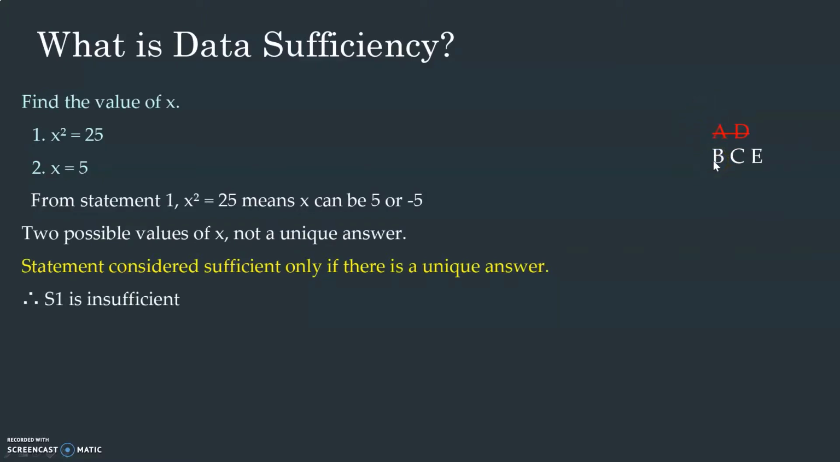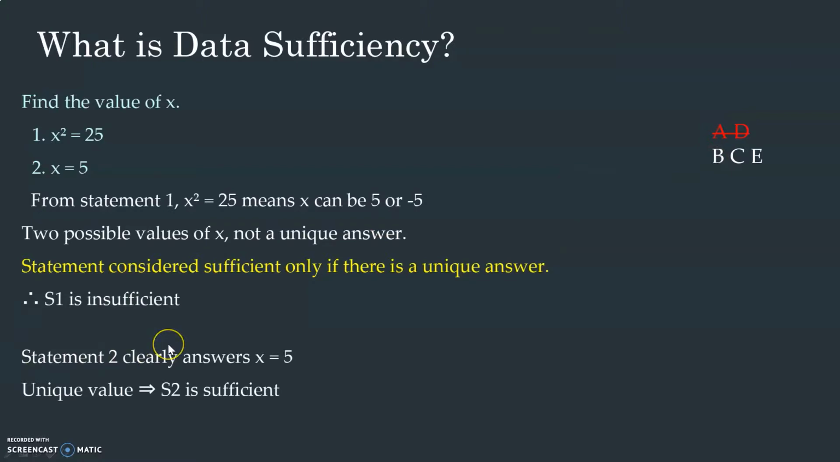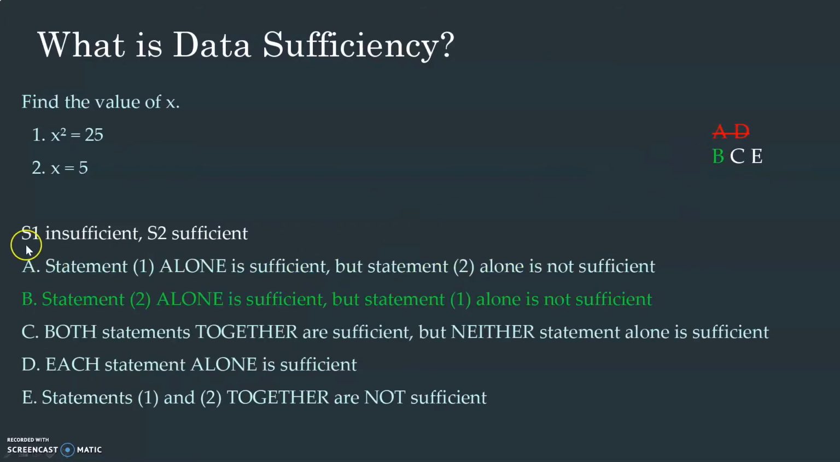Now you will check statement 2. Statement 2 directly tells you x equals 5, no problem there. It's a unique value. Statement 2 is sufficient, it gives you an answer. So statement 1 was insufficient and 2 is sufficient. That leaves you with option B, which says 2 alone is sufficient, 1 alone is not sufficient. So we ruled out A and D, and next we check for B, that answers the question, that gives you the right option. This grid really helps in moving in the correct order in checking the options.